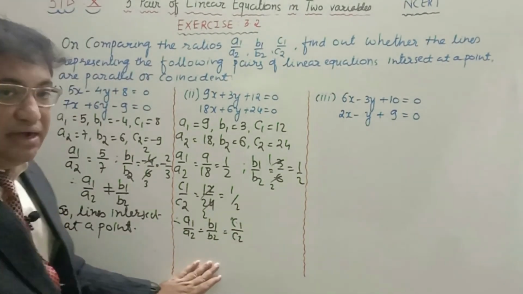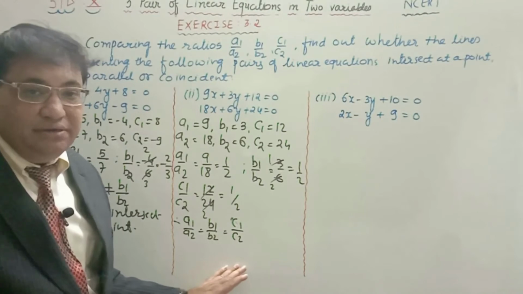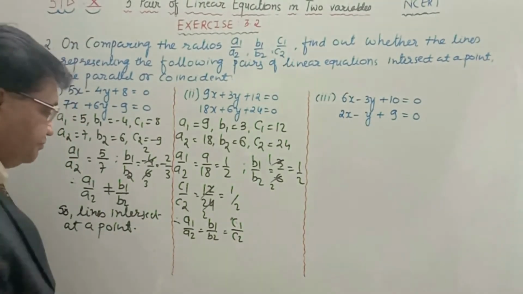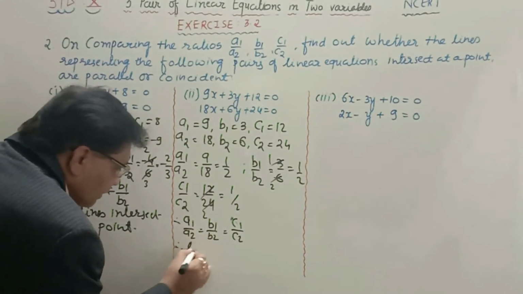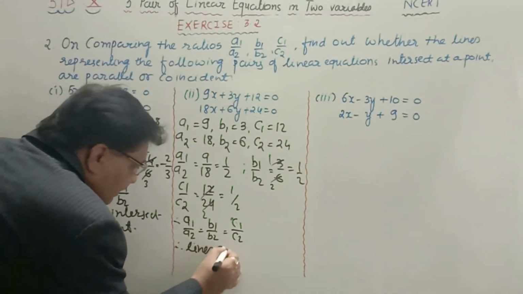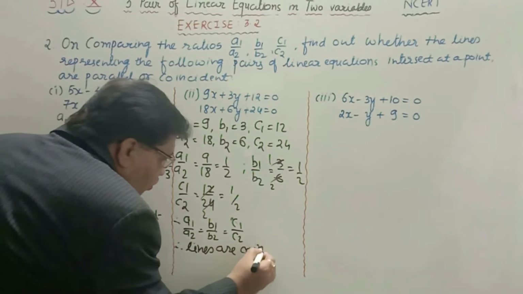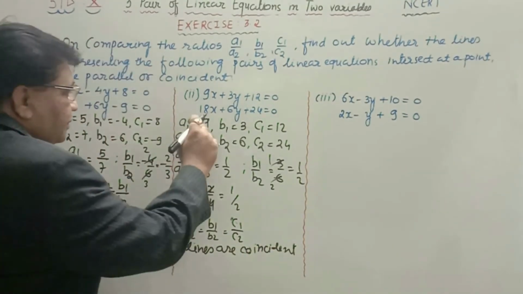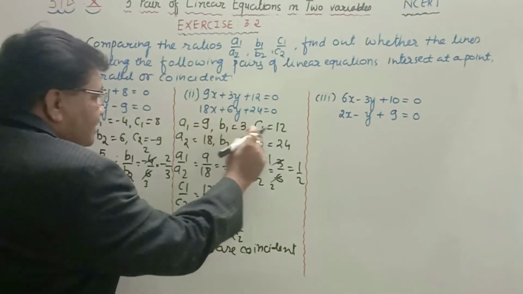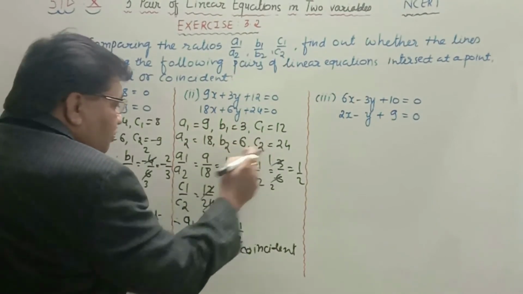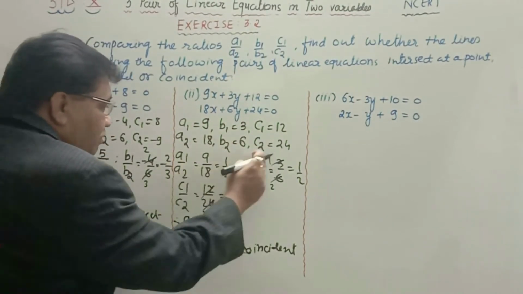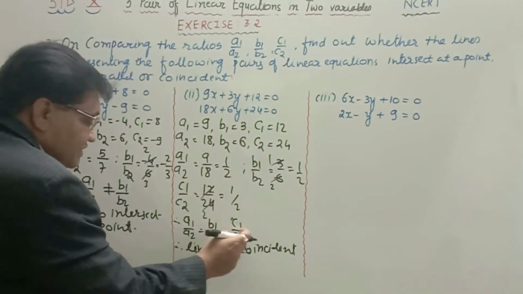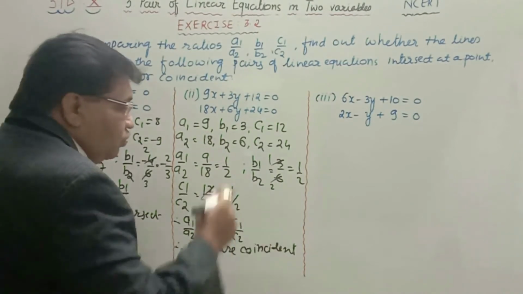इसका मतलब क्या हुआ? Lines are coincident, right? There are infinitely many solutions. Lines are coincident. So हमने यहाँ पे A1 B1 C1, A2 B2 C2 की वैल्यू लेके A1 by A2, B1 by B2 एंड C1 by C2 को 1 by 2 लाया और तीनों इक्वल है. इसका मतलब क्या हुआ? लाइन्स आर कोइंसिडेंट.